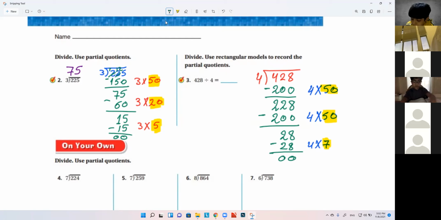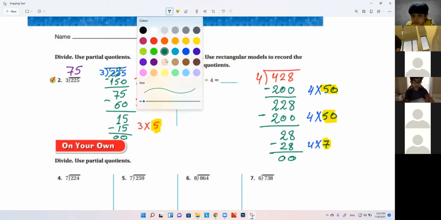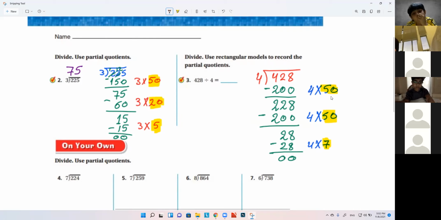Okay, so we can add them all together to get the answer. So 50 plus 50 plus 7 equal to 107.